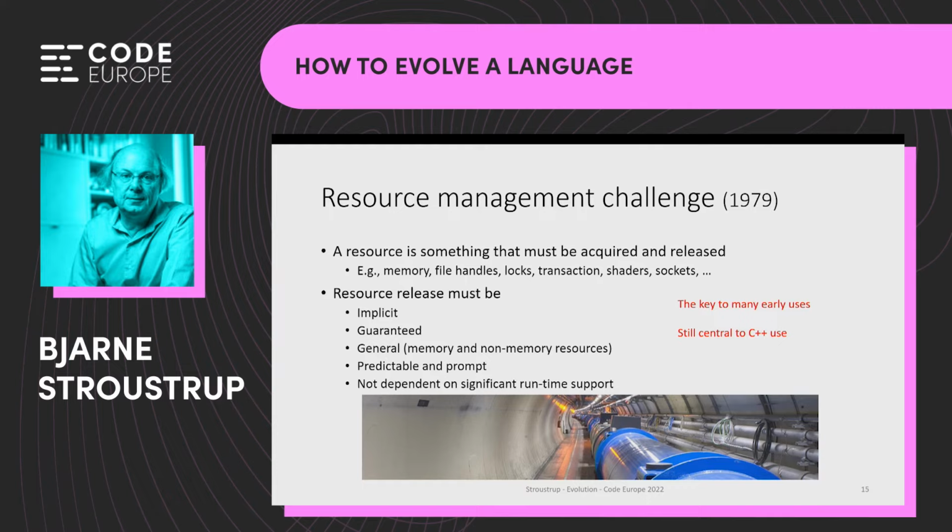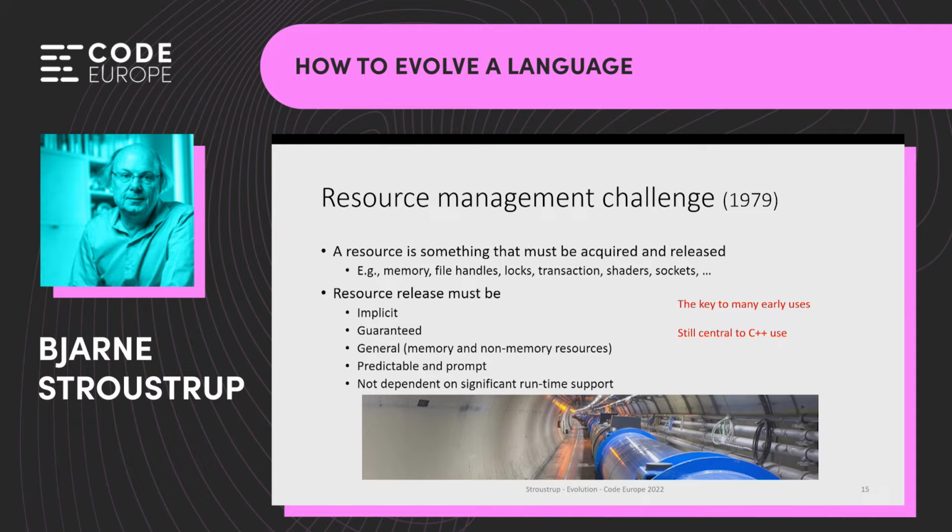Now, every librarian will tell you that people will take books out and forget to hand them back. This is not a computer science problem. This is just the fact that we're much better at getting things than at handing them back, and it gets unreliable. So, resource release must be implicit, it must be guaranteed. If you leak something, sooner or later your system goes down or stops or whatever it does. And it has to be general, it has to handle anything that is a resource.